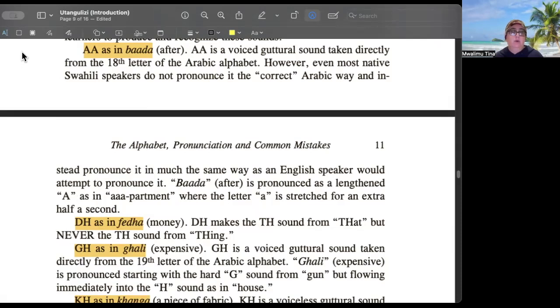For example, we have the word after, which is baadaya, baadaya. Can you hear that? Baadaya, baadaya.